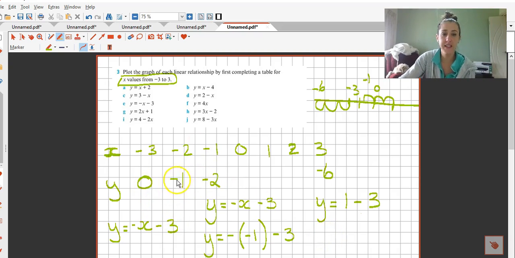So again, seeing this change and this pattern here. So every change in my x where I'm going up 1, I'm going down 1 in my y. So for every plus 1 here, I've got a change of negative 1 in my y.